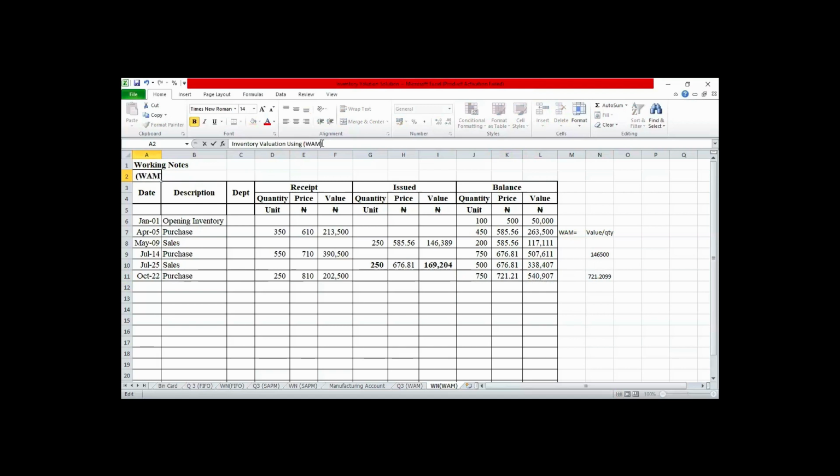Weighted average method. That is why I don't want to be missing you in class. You and Gidi and Tope. Oh yeah, let's go. The next one.